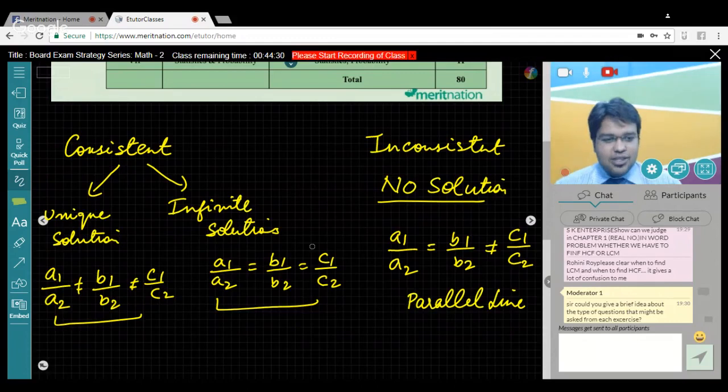You cannot have short tricks and smart tricks for each and every question. That's not possible. You have to apply your little bit of gray matter. When to find HCF, yes, exactly. That's what I've answered, Rohini.